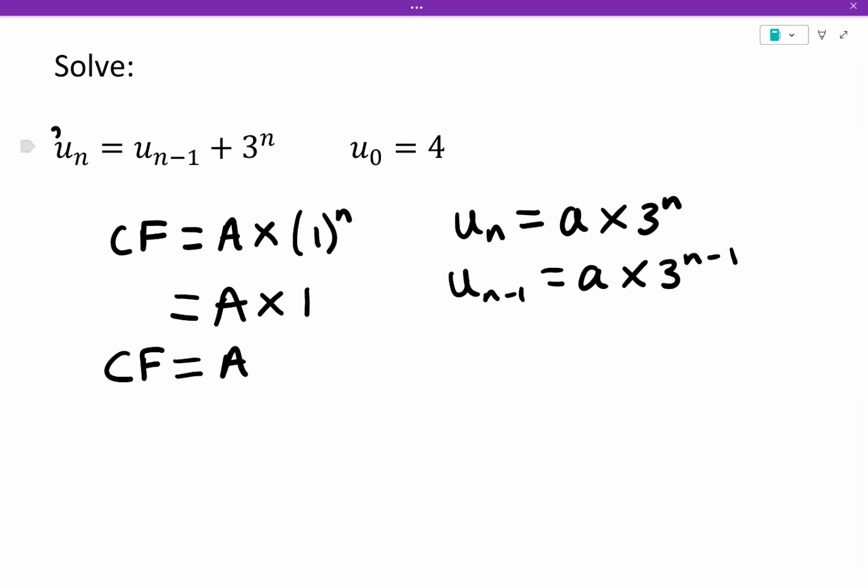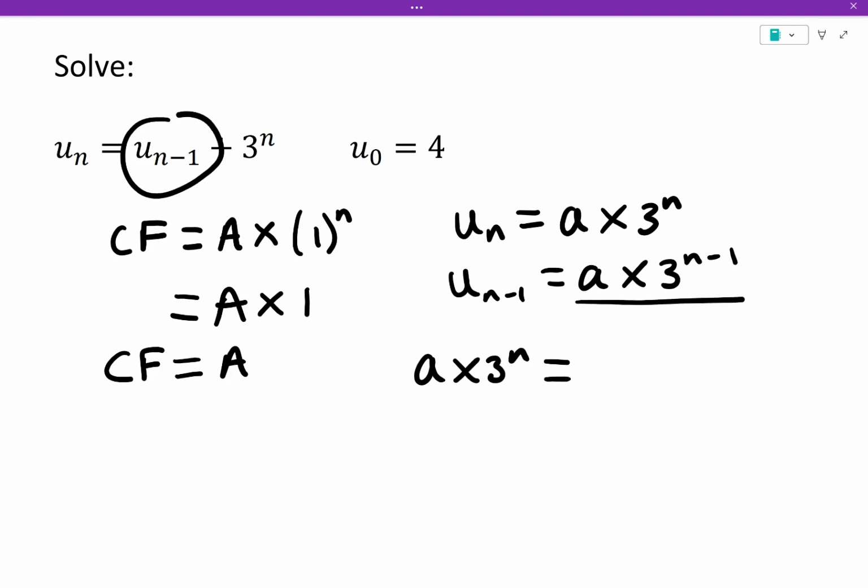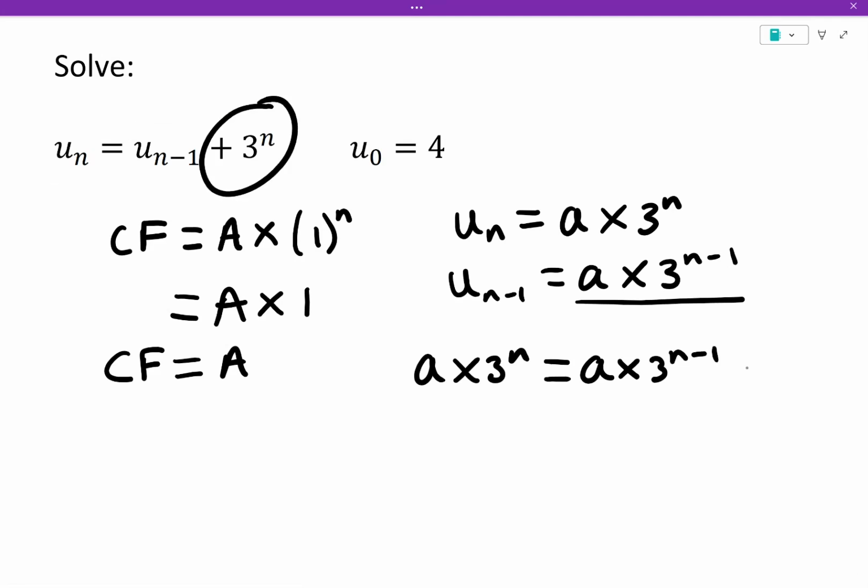Let's start with u n on the left-hand side. That's going to be a times 3 to the power of n. Then we've got equals, and then we've got our u n minus 1, which is this expression here, so a times 3 to the power of n minus 1. And then we've got plus 3 to the power of n, like that.